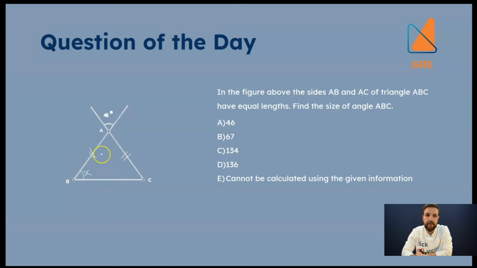Now, since these sides are equal to one another, it means that the angles are also equal to one another. Now, what do we know? We know that the opposite angles are equal to each other. So here is 46. What do we have here? We have 2x plus 46 equal to 180. 2x is equal to 134. So x would be equal to 65. So the answer for this question is B.